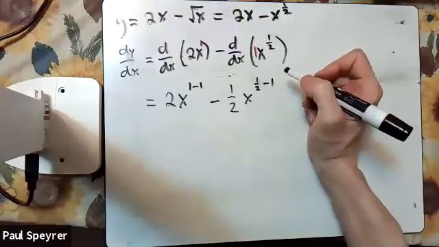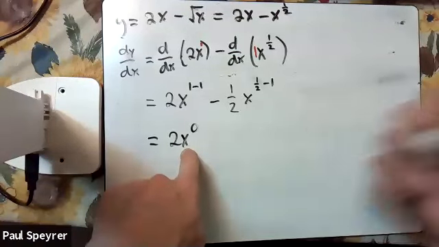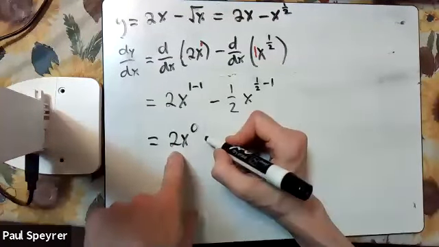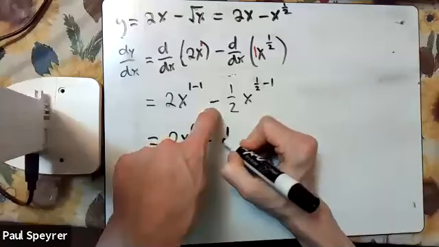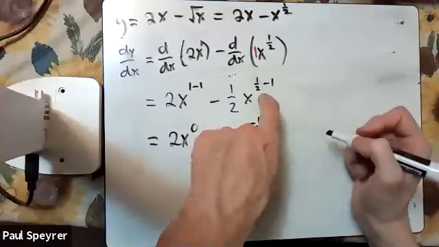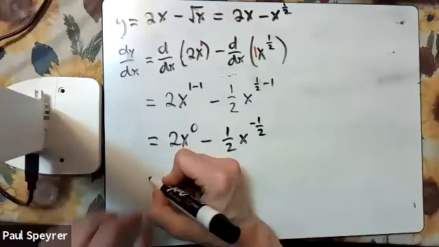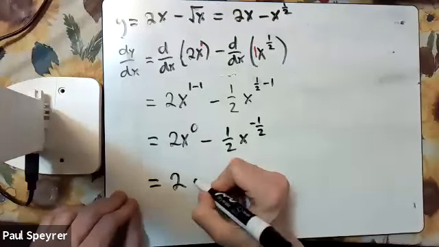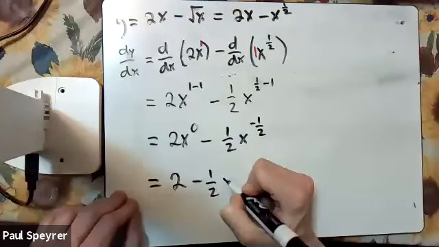We get, this is 2x to the 0. Well, we already saw what happened with x to the 0. That became 1, right? So this will become 2 in the end. This is 1/2. And then x to the negative 1/2 right here. So you're left with 2 minus 1/2 x to the negative 1/2 power. That is your derivative.